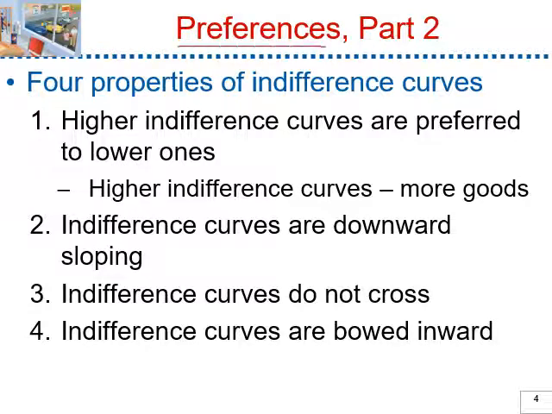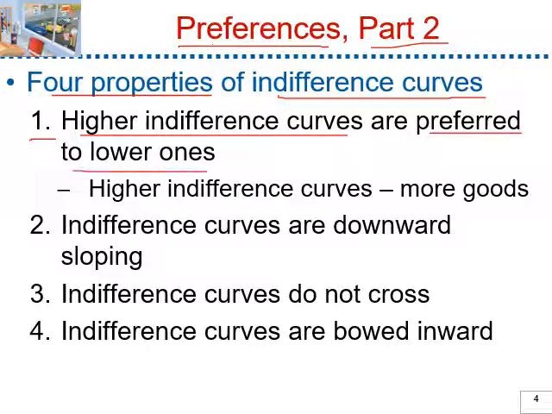Let's talk about preferences, part 2. There are four properties of indifference curves. Property number 1: higher indifference curves are preferred to lower ones. This means that people usually prefer to consume more goods rather than less. This preference for greater quantities is reflected in the indifference curve. Therefore, consumers prefer to be on a higher indifference curve because this means more goods.